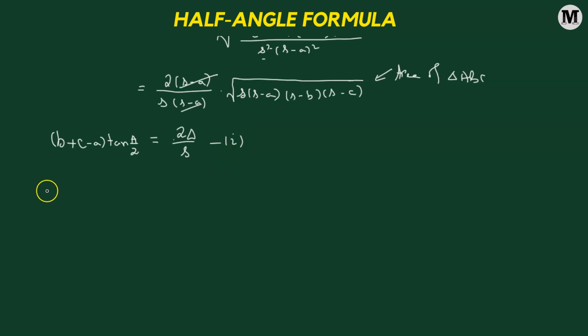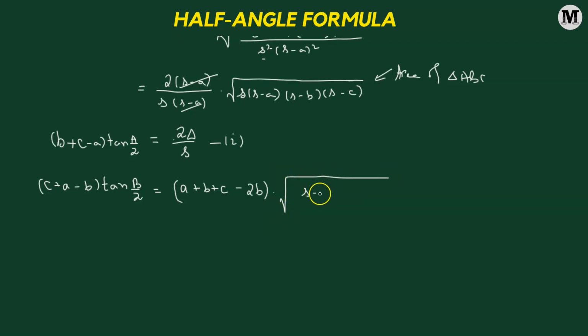Now, in the next expression, we have (c plus a minus b) multiplied by tangent of B over 2, which means we can rewrite it as a plus b plus c. What we're doing here is adding an extra term b, but we also have to subtract it. That means we'll subtract 2b from it. This is going to get multiplied by tangent of B over 2. So for tangent of B over 2, the formula is the square root of (s minus a) multiplied by (s minus c), whole divided by s times (s minus b).